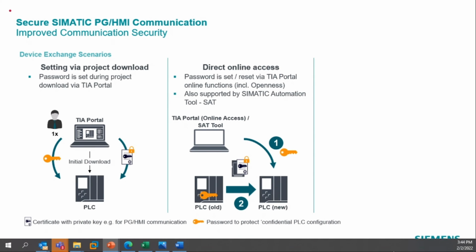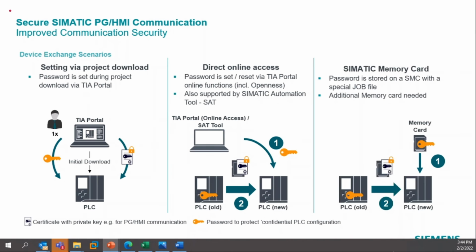And for the third one, the option is to use an additional SIMATIC memory card. The password as well as the special job files are stored on this memory card, which can then be inserted into the new controller for initial configuration. After that, the memory card from the old controller can be used on the new one.